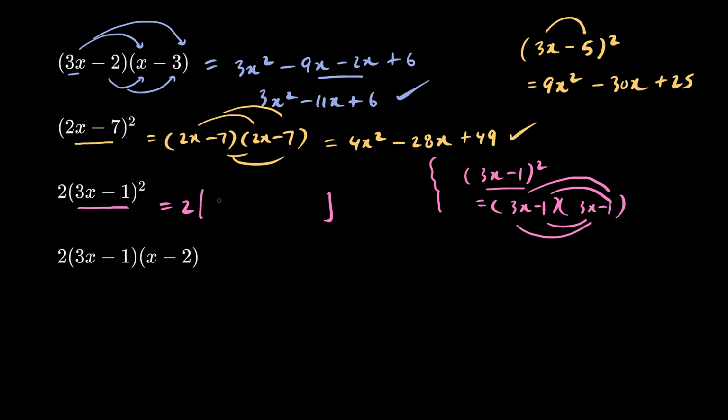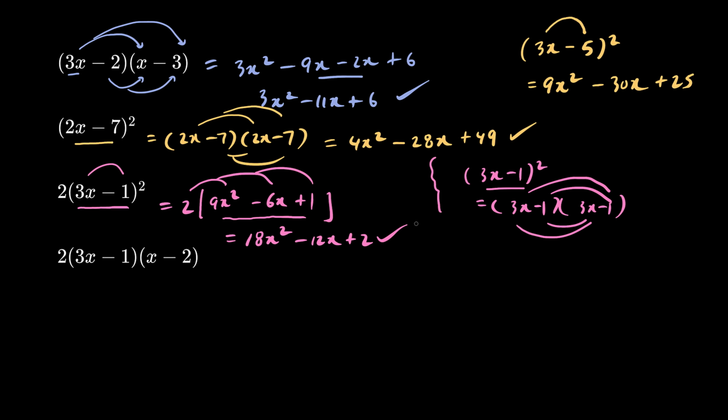So 3x times 3x is 9x squared. This times this is negative 3x, double it, negative 6x. And then negative 1 times negative 1 is positive 1. So we have the answer right away. So all we have to do now is to feed the dog, cat, and bird using distribution. So here 2 times 9x squared is 18x squared. We have minus 12x, and then plus 2 is our final answer.